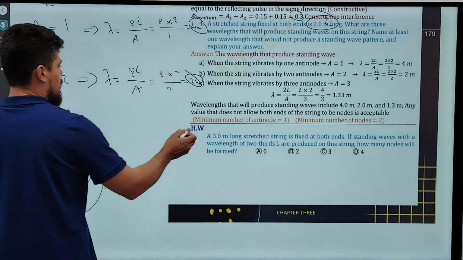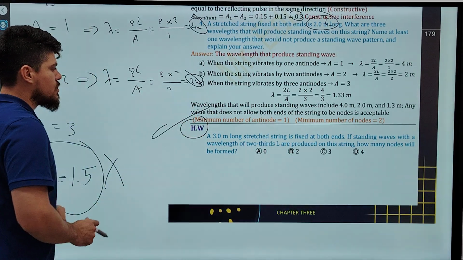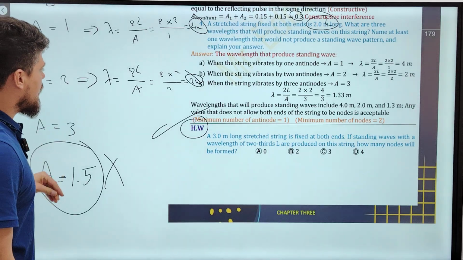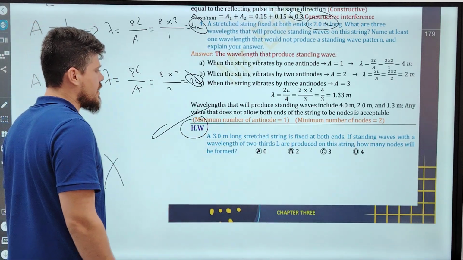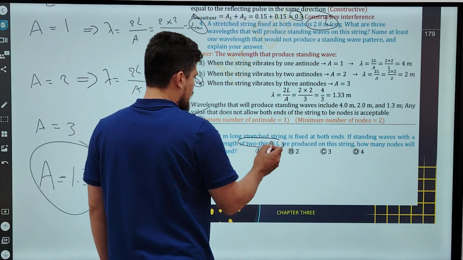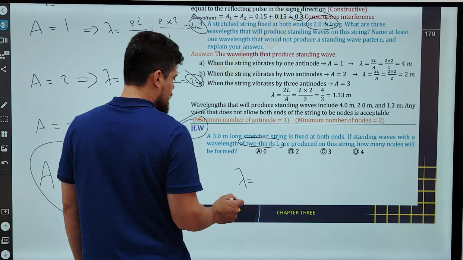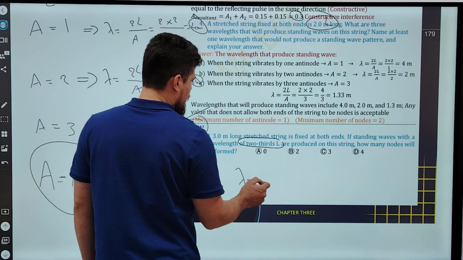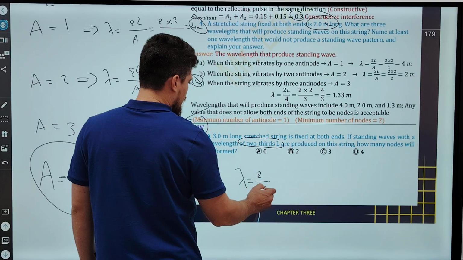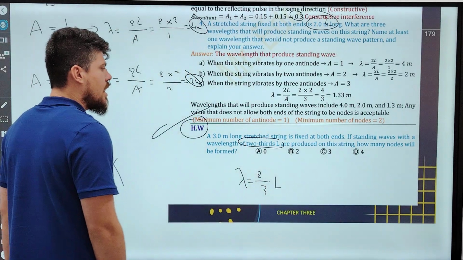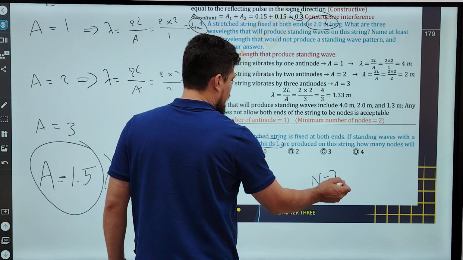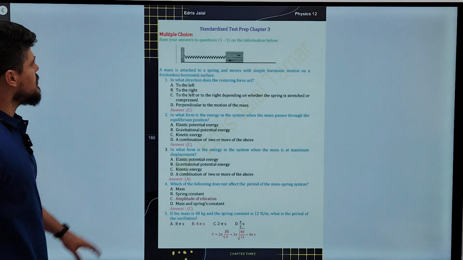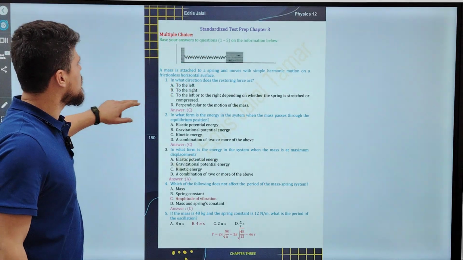Okay, so this is homework. You have to solve this question by yourself. The 3 meter long straight string is fixed at both ends. If the standing wave has a wavelength of 2/3 of L, I'm going to help you in this question. Wavelength is equal to what? 2/3 of L. How many nodes will be formed? You have to find the number of nodes. Okay? Find number of nodes.